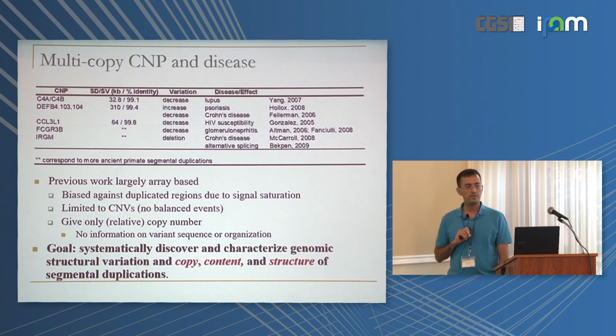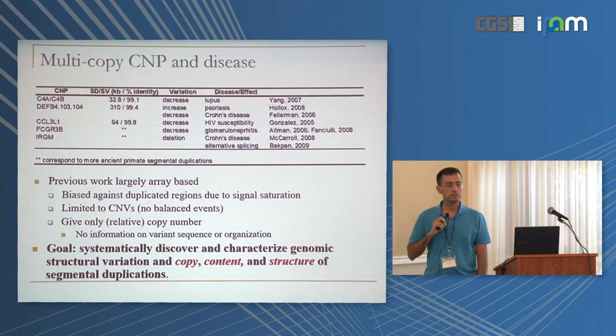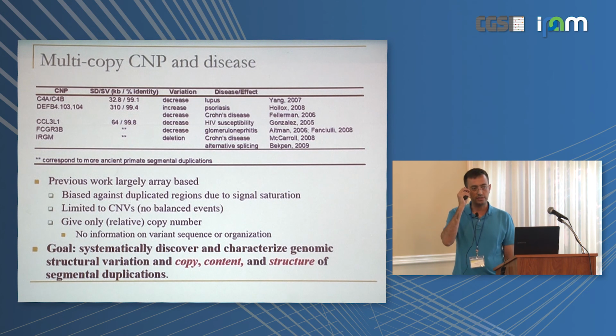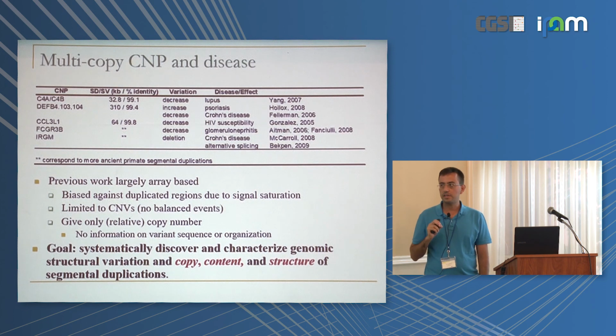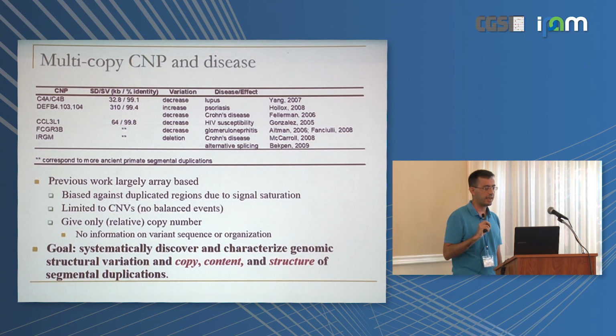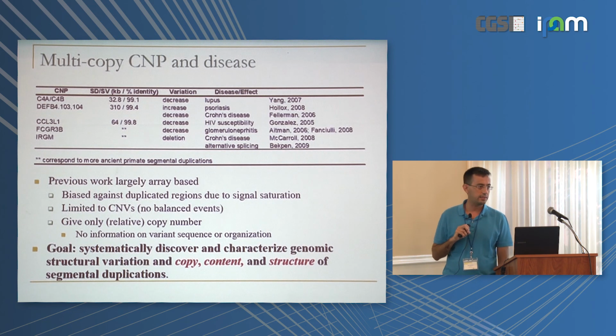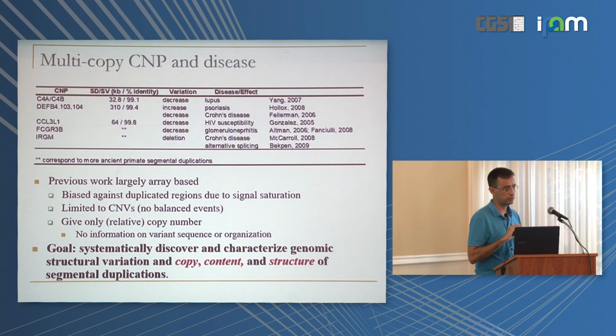And it actually gave us better power, because the microarray technologies are biased against duplicated regions, because we are only looking at the log2 ratio of the signal intensity. That means if we have 7 copies versus 8 copies in one individual and the other, then you are looking at the logarithm of 7 divided by 8, which is very close to the background noise.